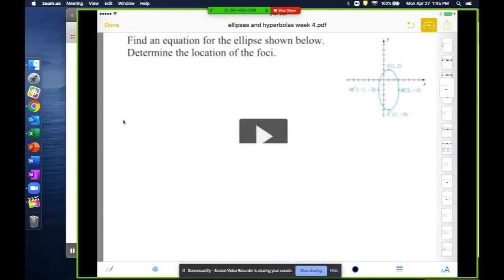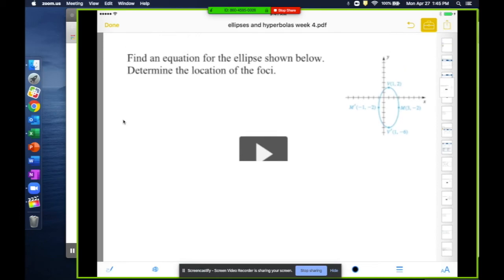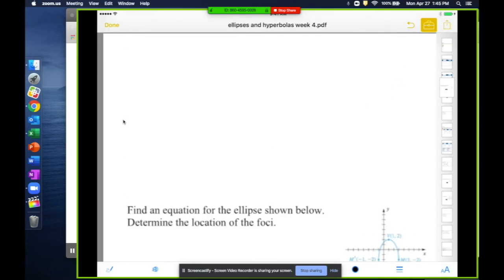All right, so we're going to go ahead and look at the very first example, which asks us to find an equation for the ellipse shown below. The first thing you're going to want to notice is that our ellipse is vertical.